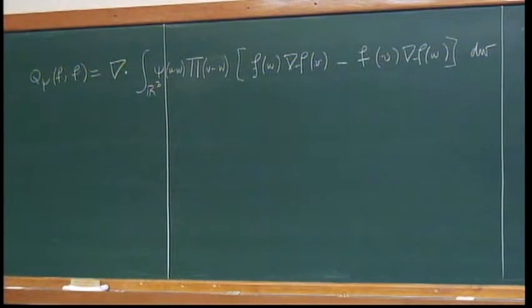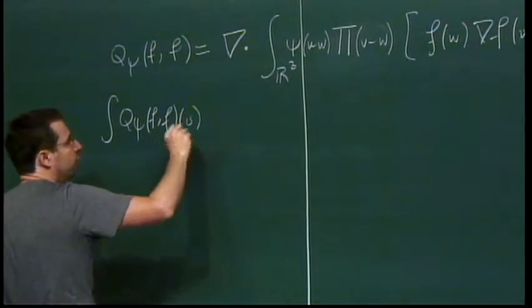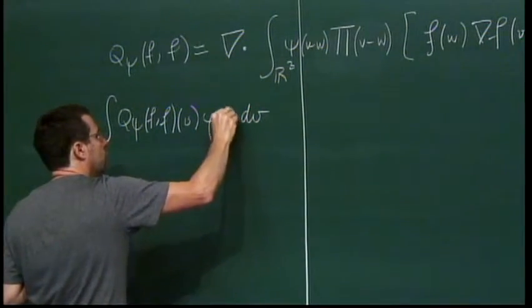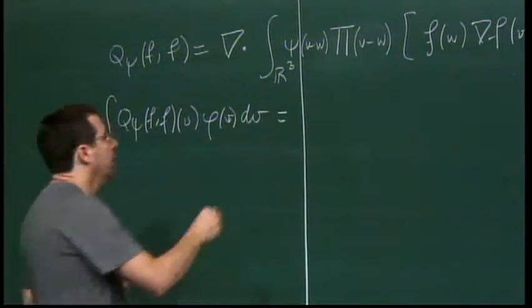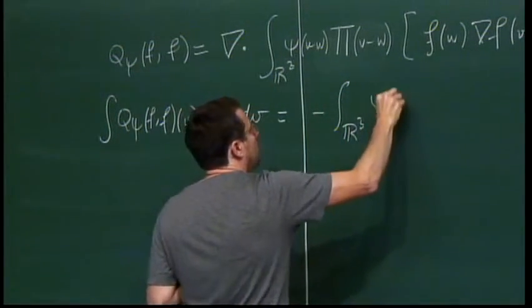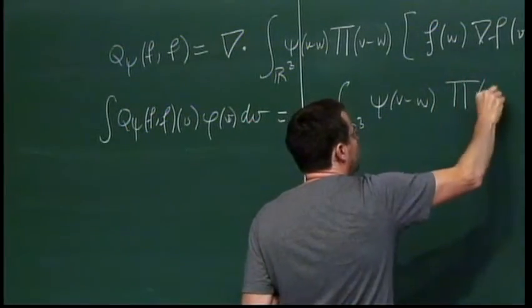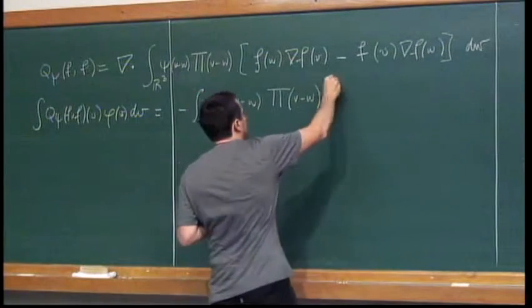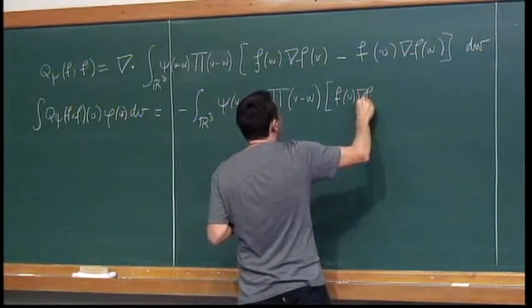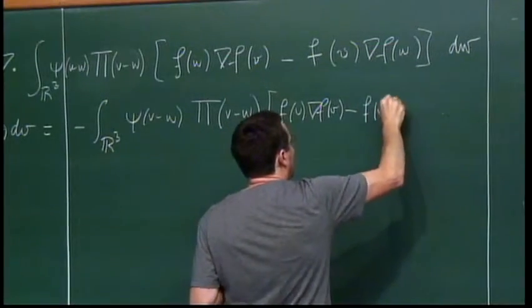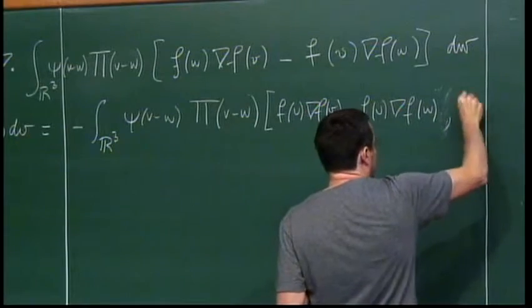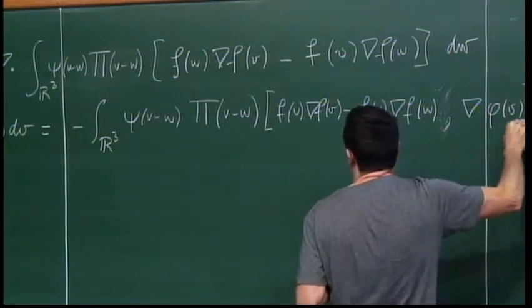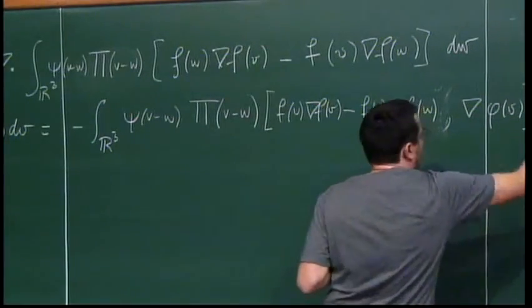Okay? So now if I multiply by a test function, so this is a function of V. I multiply it by a test function of V. As you can see, you do an integration by parts with the divergence here, and you end up with here the matrix. So this is a symmetric matrix, and it acts as a symmetric matrix, as a quadratic form, if you prefer, on this vector here, and let's write it with this notation, and on the vector gradient phi of V. Okay? And you have now two integrals.